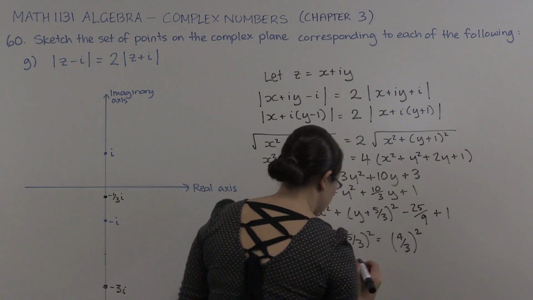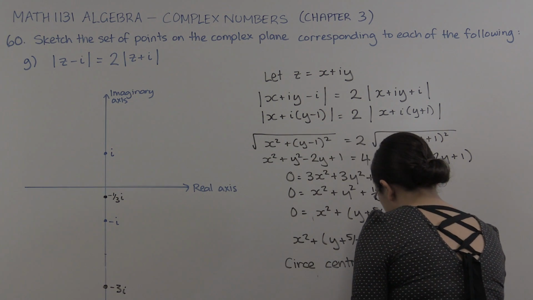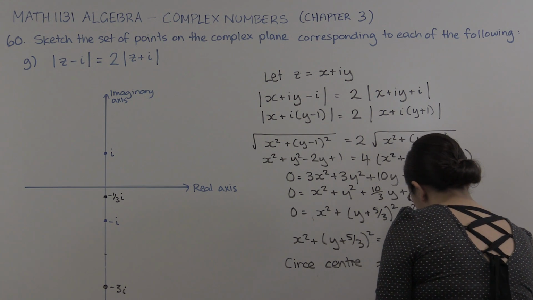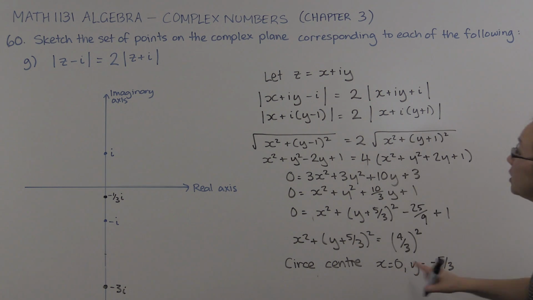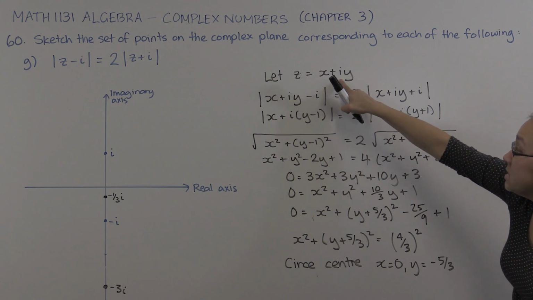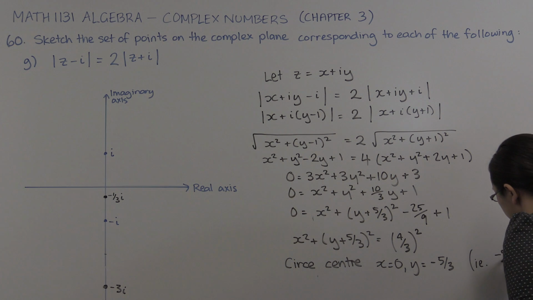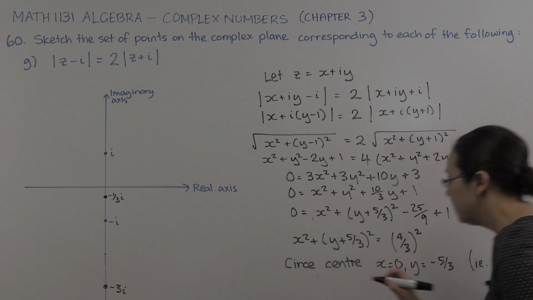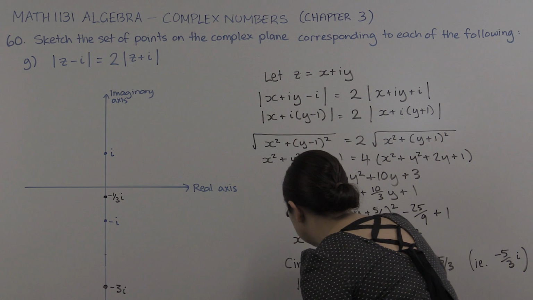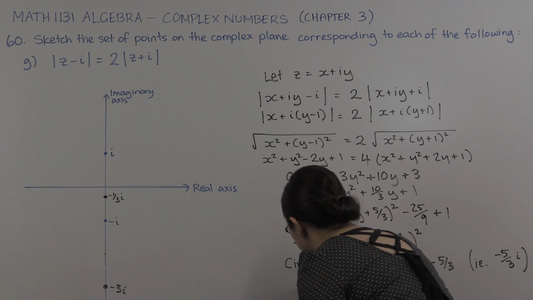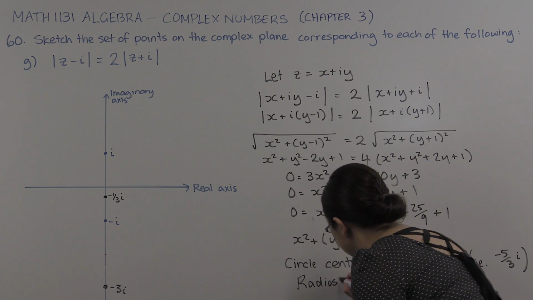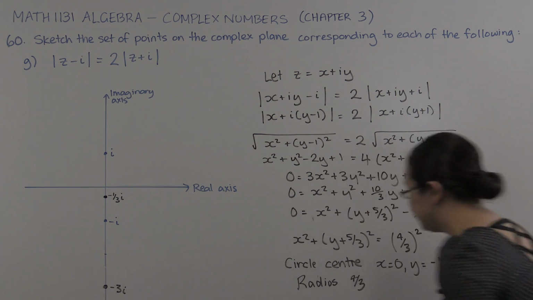Center is at x equals 0, y equals minus 5 on 3. Well, what's that really? That's 0 minus 5 on 3i. So that's minus 5 on 3i. That's our center. And the radius, oh, that's not how you spell circle. And the radius is going to be 4/3.